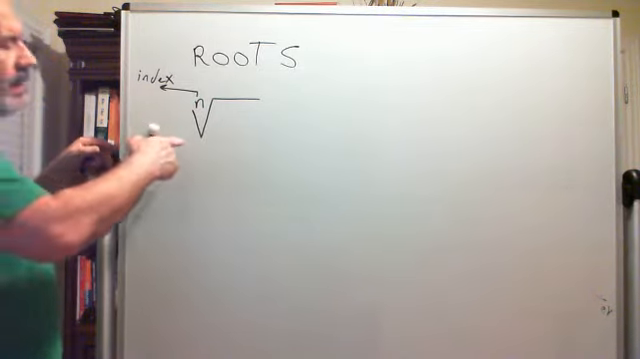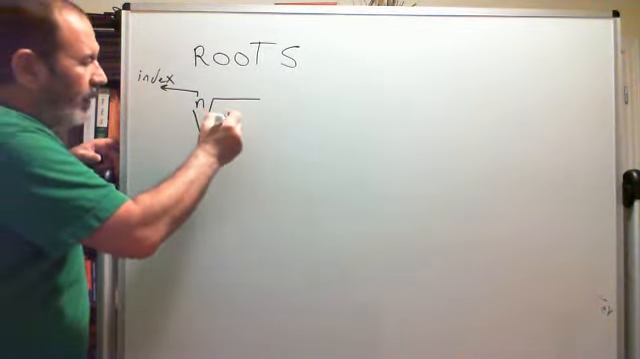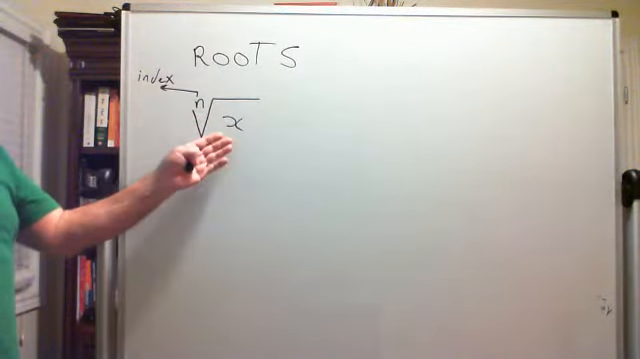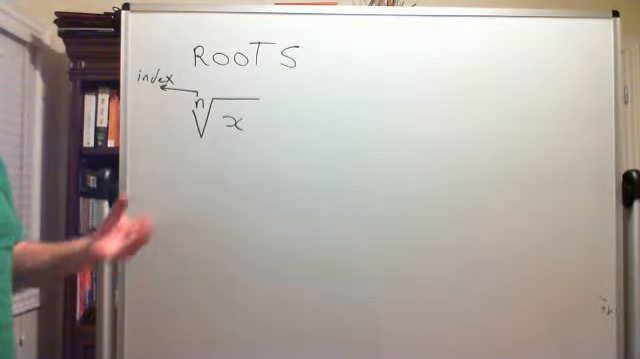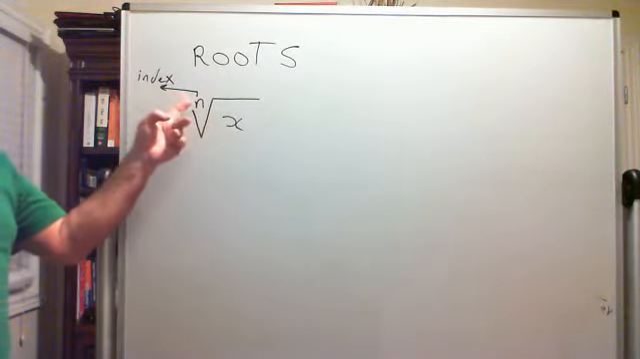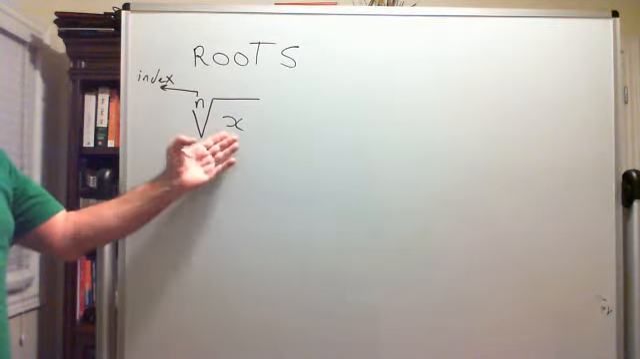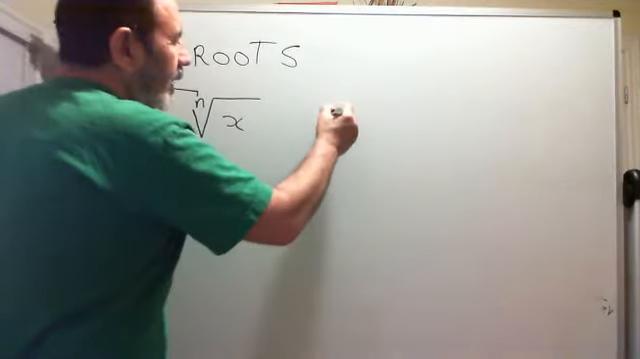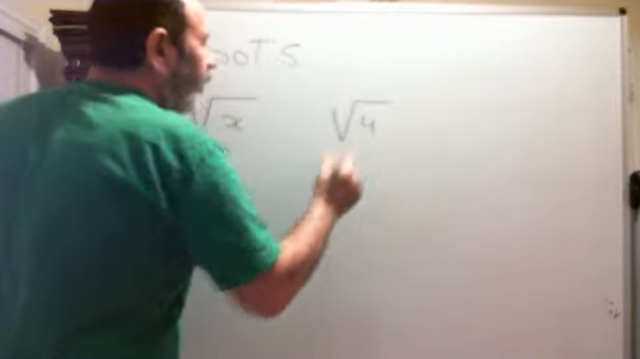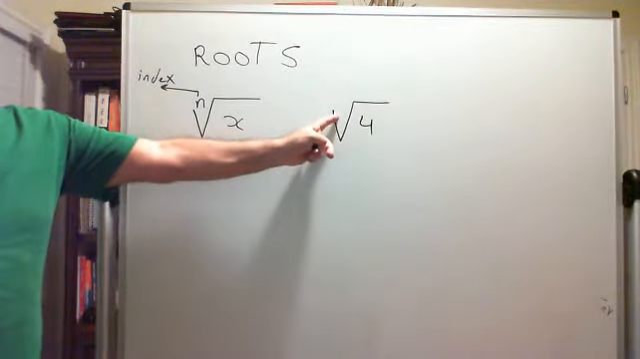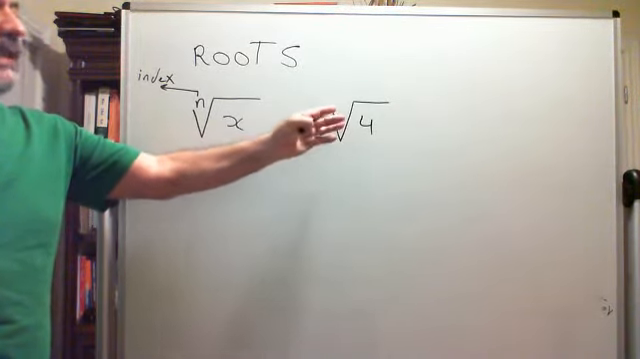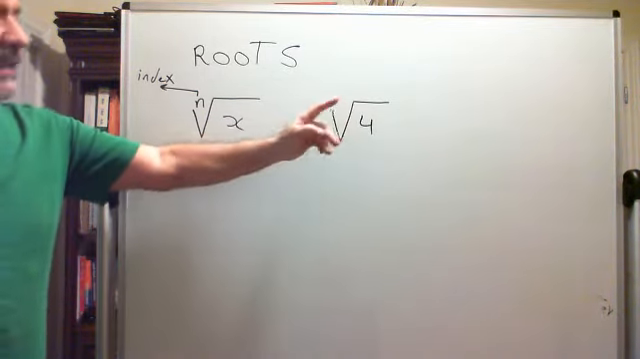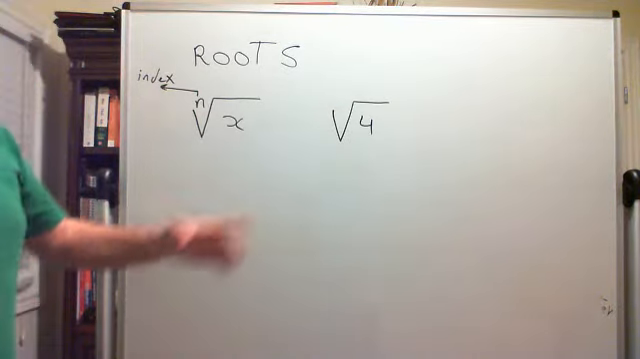So if I write, as an example, x inside this, the nth root of x, it means we should find a number that, when we multiply it by itself n times, we end up with x. Example to make it clear, let's say the root of 4. When there is no index here, when the index is blank, it means the index is 2, and we call it a square root.